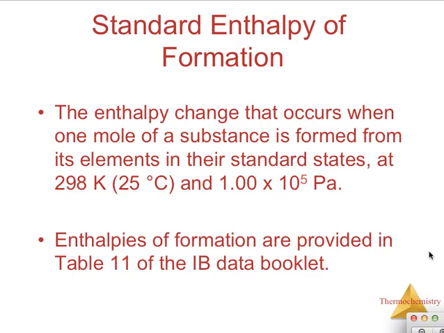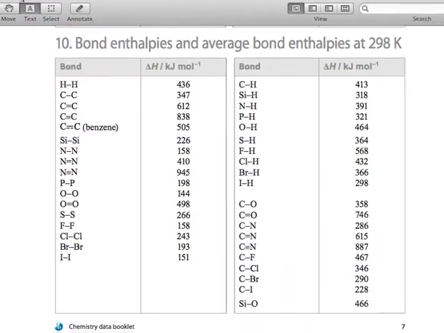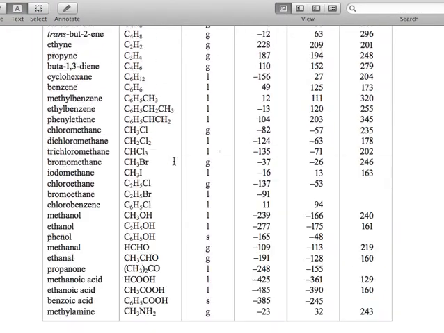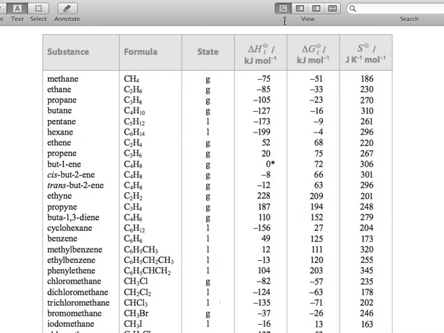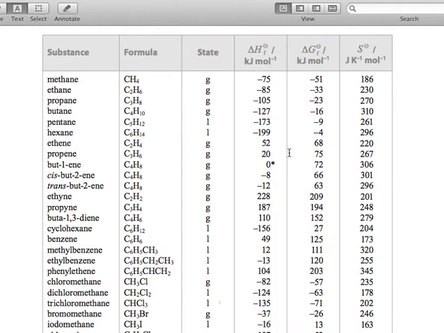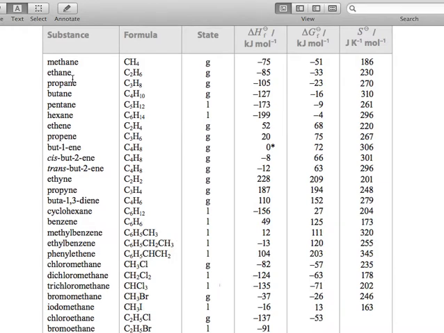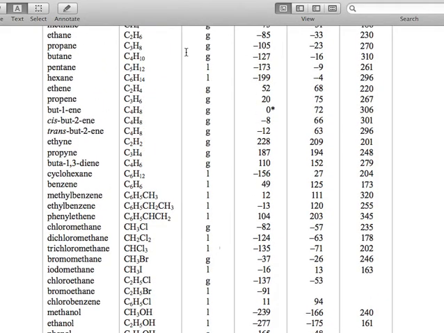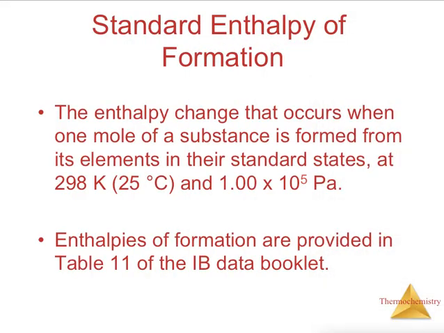What do they look like, you may ask yourself? Well, let's take a look at this booklet. Those are the bond enthalpies that we've just used. Here is delta HF, and this is what they look like. Don't worry about these other two columns. We'll get to those later. All right, so substances, and these are mainly organics. So you're either going to have to look up the formula or look up the name, the state, and the enthalpy of formation. Okay. So that's what we'll be using.